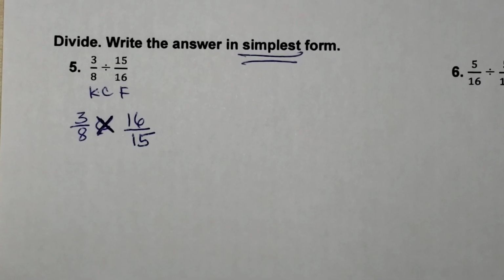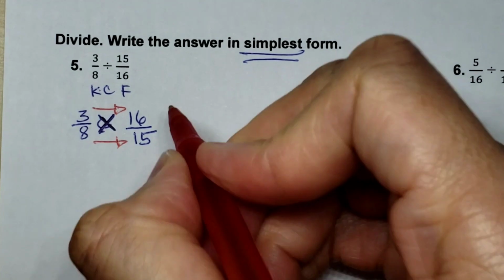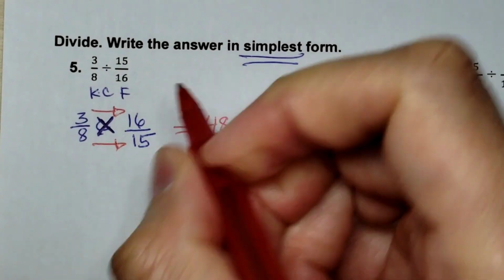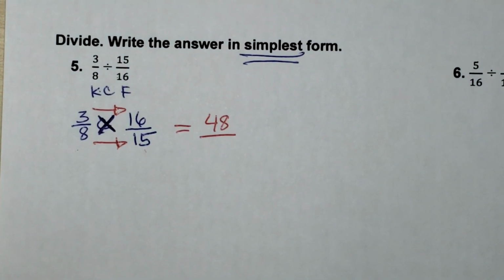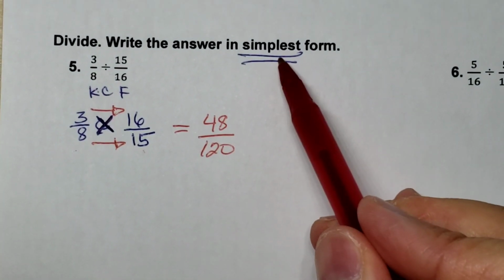The first way is just the traditional way where you just multiply straight across. So 3 times 16, that's a large number. 3 times 16 is 48, over 8 times 15, that gives you 120. Now, is this the simplest form?